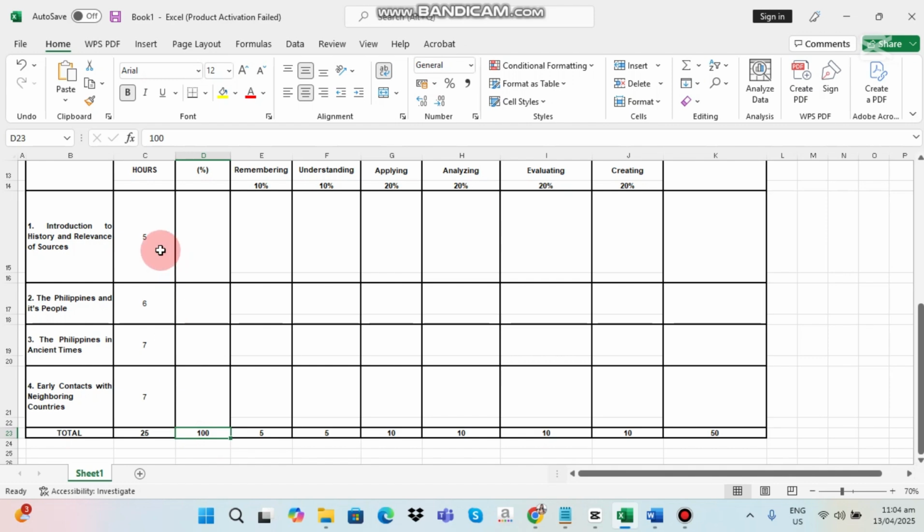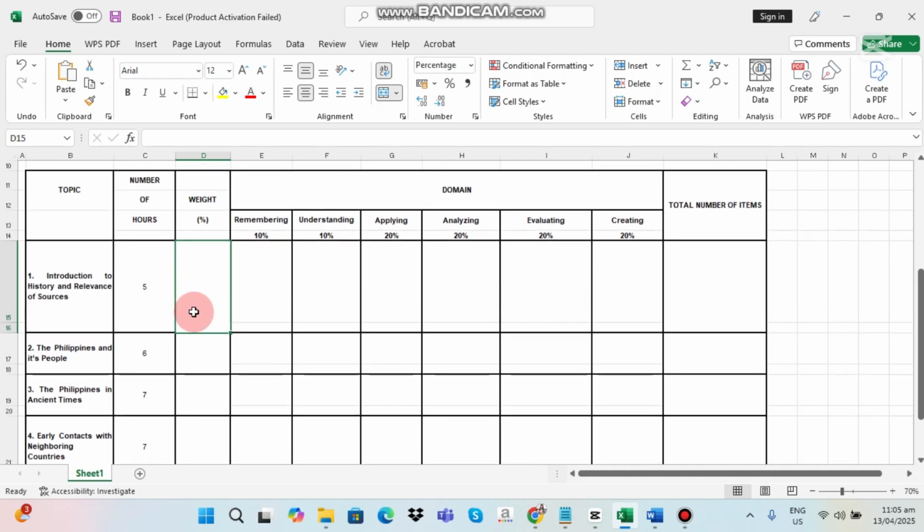So we have here 5 divided by 25. We have 0.2. And then that 0.2, you are going to multiply by 100. So times 100, we have here 20. So the weight percentage for this topic is 20%. So we have here 20%.